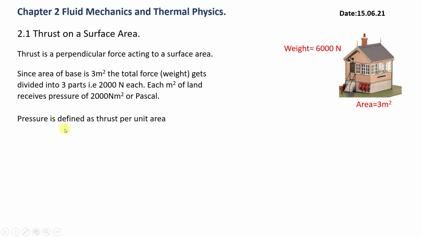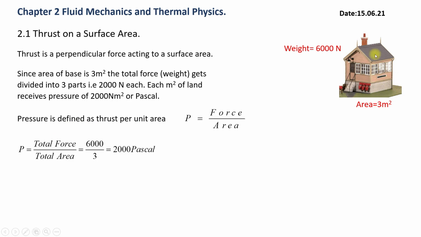So pressure is defined as thrust per unit area. How much thrust each unit area, meaning 1 meter square or 1 centimeter square, receives. Let us calculate the pressure due to this house. The total force we have is 6000 Newton and it is distributed over an area of 3 meters square. So we get a pressure of 2000 Pascal. So 2000 Pascal here means each meter square of area is receiving a weight of 2000 Newton.